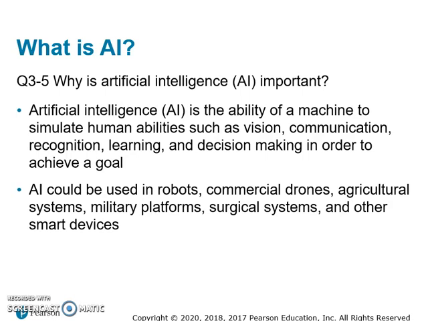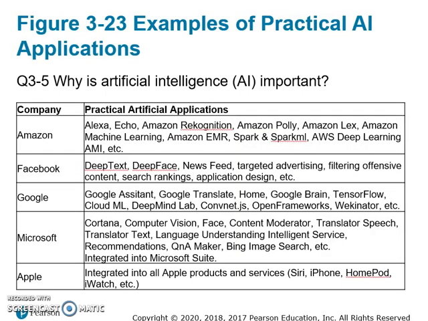Military platforms: AI drones, AI scouts. These are helping save service members' lives by performing dangerous tasks. Surgical systems help our physicians make really good medical judgments in high stress environments. AI is everywhere and it's becoming more prominent. We talked briefly before about examples of AI. Amazon uses it, Netflix uses it, Facebook uses it.